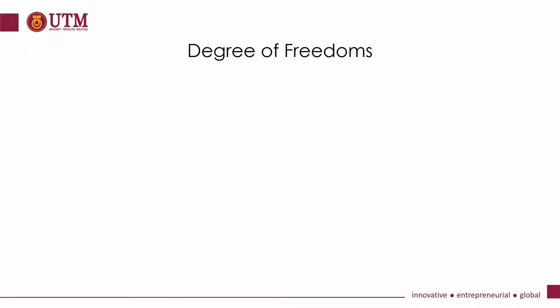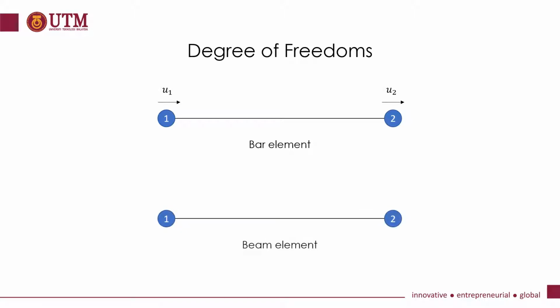Before we get started, I would like to refresh you about the degrees of freedom. For a bar element, we only have one per node, which is the horizontal, and for the beam element, we have two for each node, which are the vertical and the rotation.